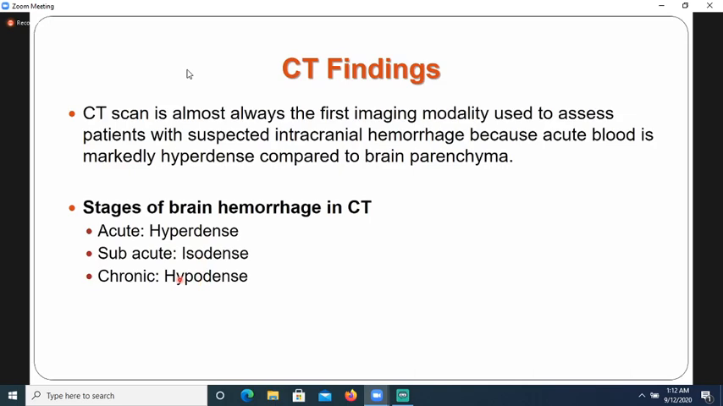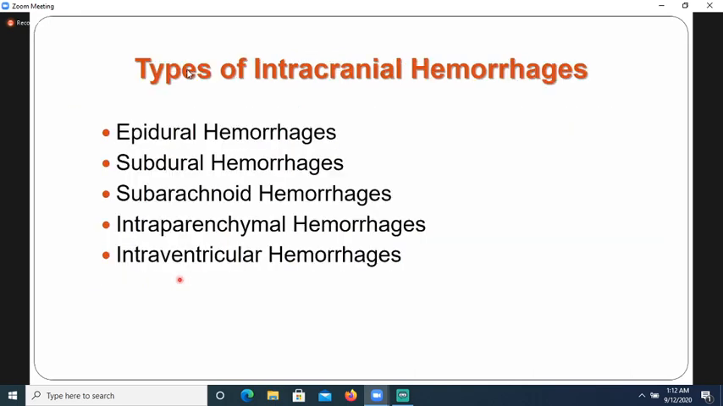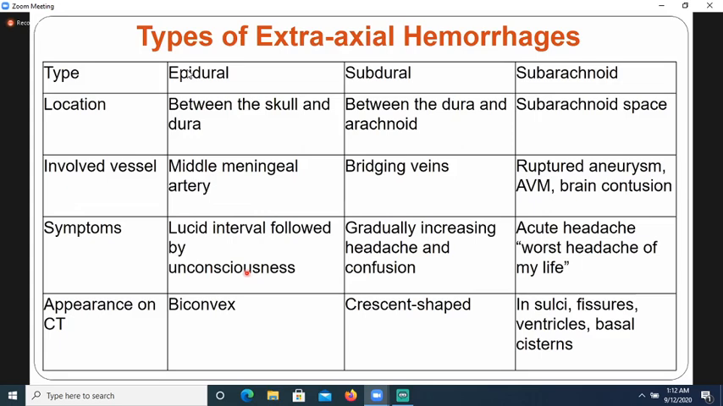So the types of intracranial hemorrhage are epidural, subdural, subarachnoid, intraparenchymal, and intraventricular hemorrhages. The extraaxial hemorrhages, like the epidural, subdural, and subarachnoid, we have to differentiate. The epidural hemorrhage is between the skull and dura, because the brain has three layers of meninges: the dura, the arachnoid, and the pia.